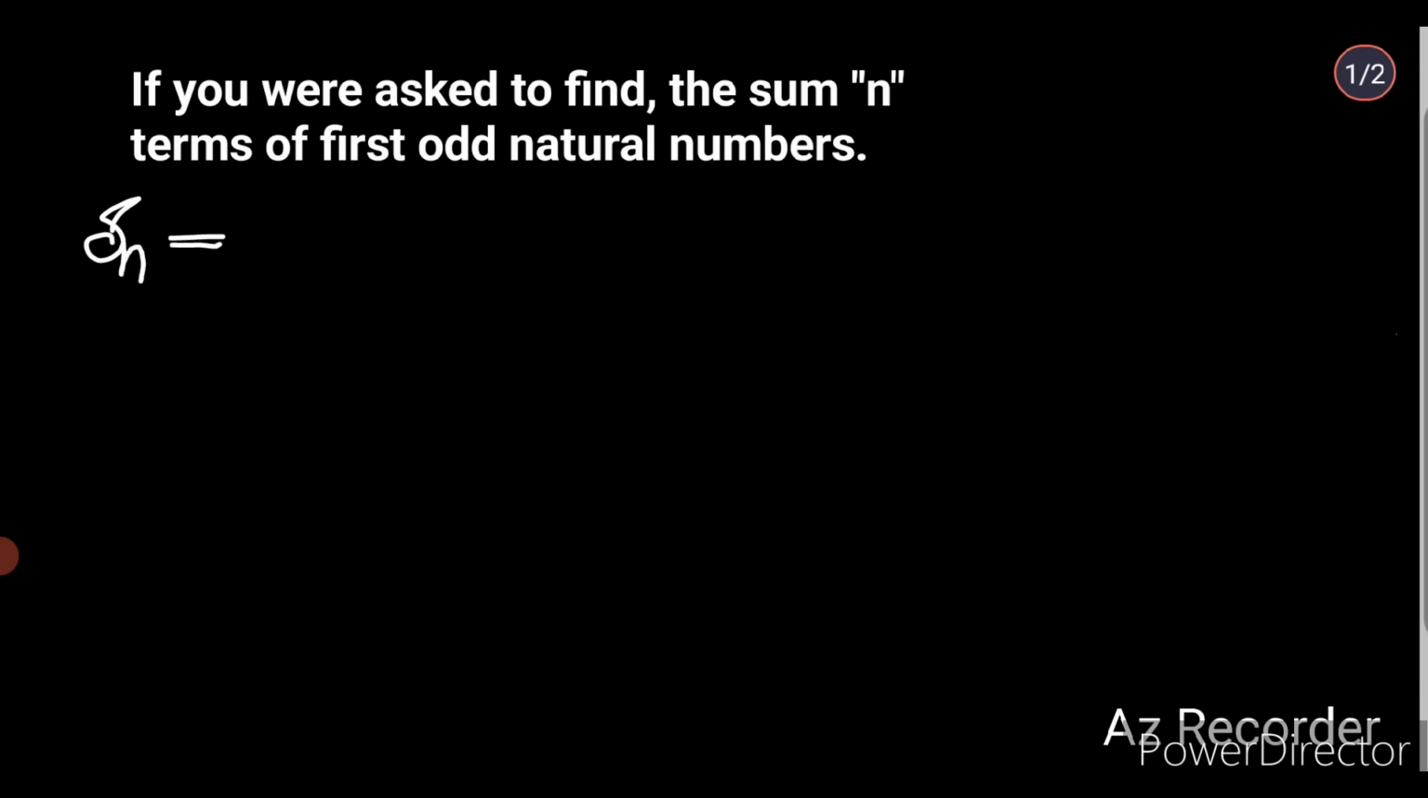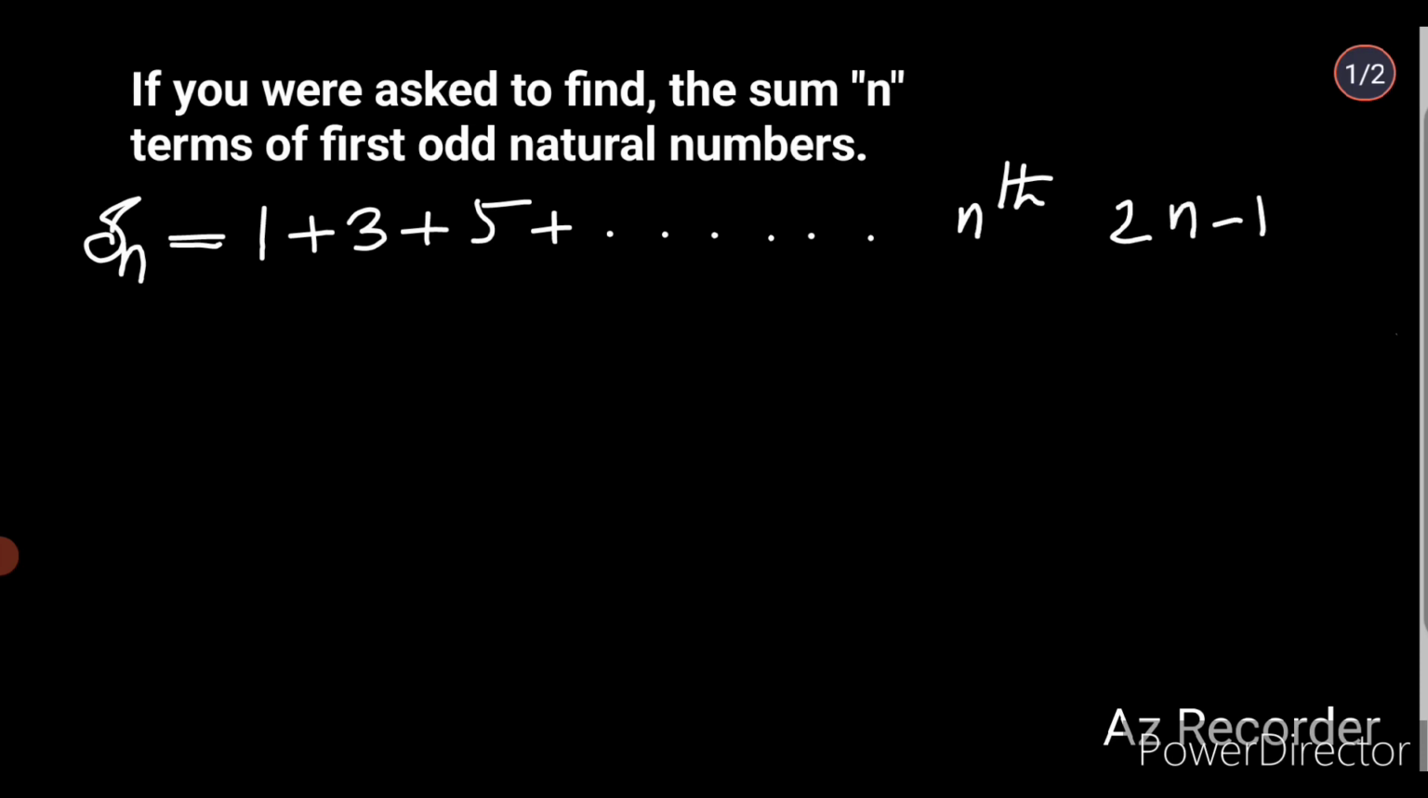Being odd numbers, the first number will be 1. 1 plus 3 plus 5 plus and so on to n terms. The nth term is 2n minus 1. That is the nth term. 1 plus 3 plus 5 plus up to the 2n minus 1th term. Whatever number you give to n, that will determine the last number.